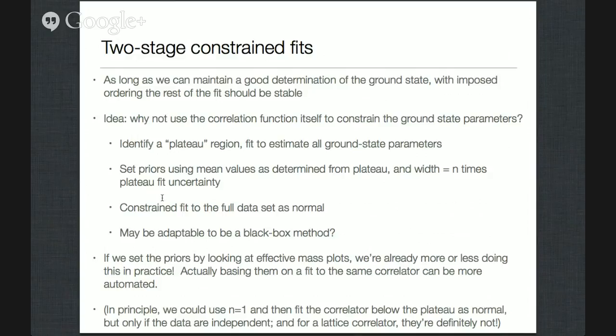I think, in principle, you can probably adapt this to a black box method. The only real human input that you need here is going through and identifying this plateau region. You could imagine trying to set up some sort of automatic plateau finder that would turn this method into a complete black box for you.